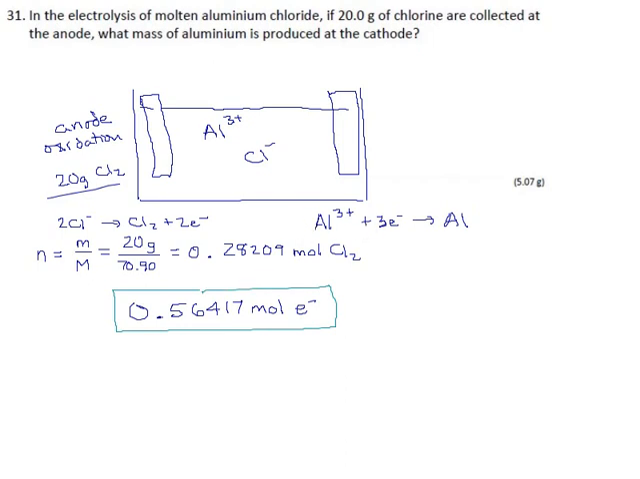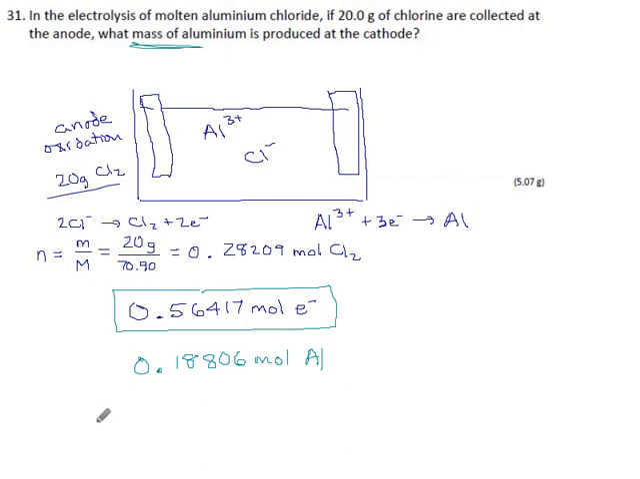So if we look at our aluminum, on the aluminum side, however many moles of electrons you have, divide that by 3, and that's how much aluminum you get. Only a third as much. So take your moles of electrons, divide by 3. 0.18806 moles of aluminum will be produced.